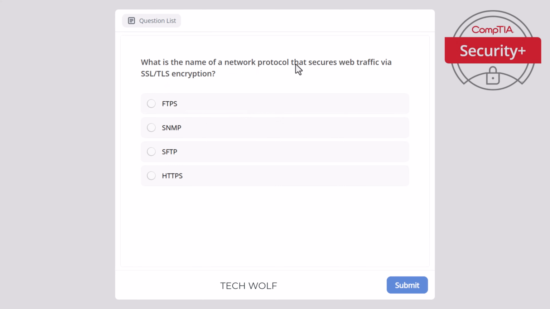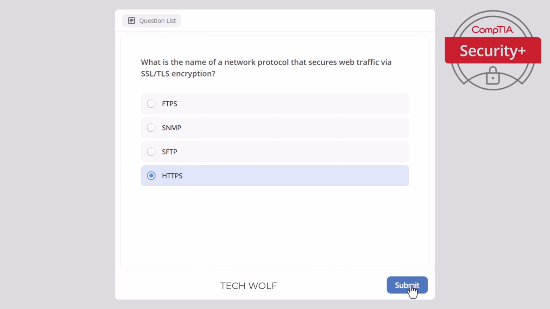What is the name of the network protocol that secures web traffic via SSL/TLS encryption? FTPS, SNMP, SFTP or HTTPS? And here the correct answer is HTTPS, Hypertext Transfer Protocol Secure.